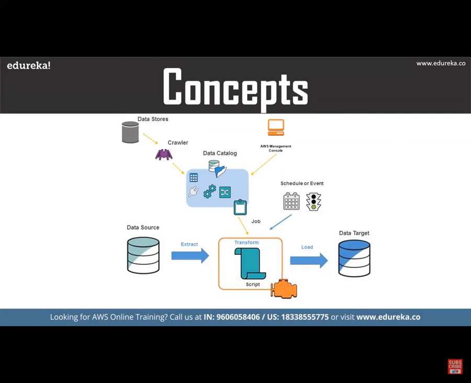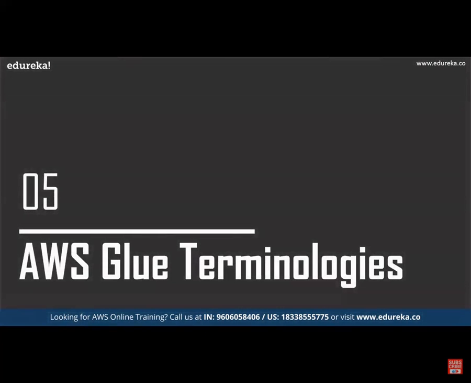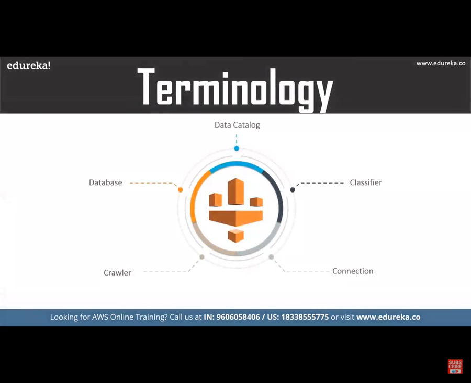So this was the overall workflow of AWS Glue. And we will also discuss this workflow when I show you the demo part. So moving on, now we will talk about a few terminologies that are frequently used in AWS Glue. As you can see on the screen, these are the few terms that are used in AWS Glue. So let us start with the first one, that is the data catalog.